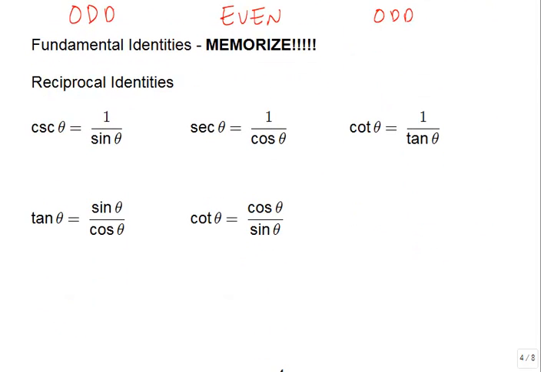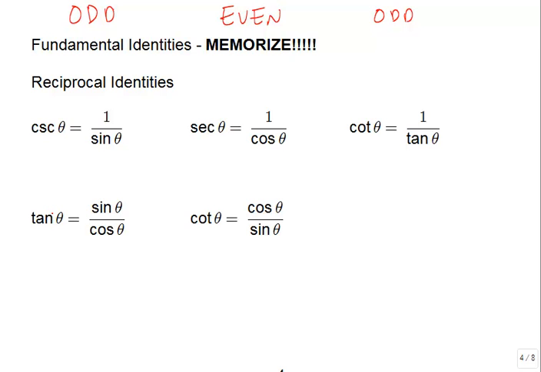Now the next set of things we're going to look at are called the reciprocal identities. We've already talked about these quite a bit, but you do want to have these memorized. We know that cosecant of theta is the reciprocal of sine, so sometimes we write that as 1 over sine of theta. Secant is the reciprocal of cosine, so that's 1 over cosine. Cotangent of theta is the reciprocal of tangent, so 1 over tangent.